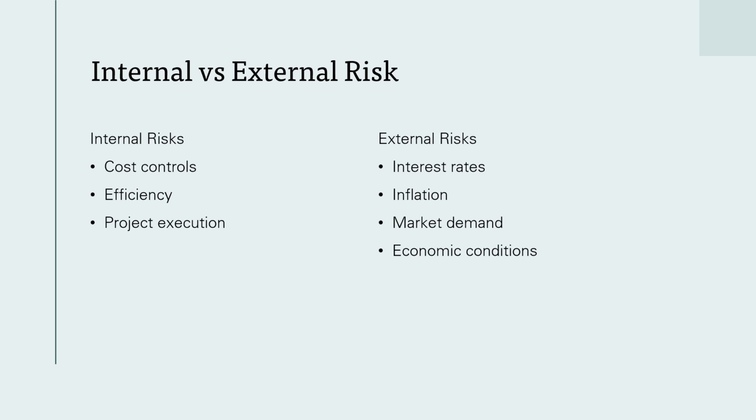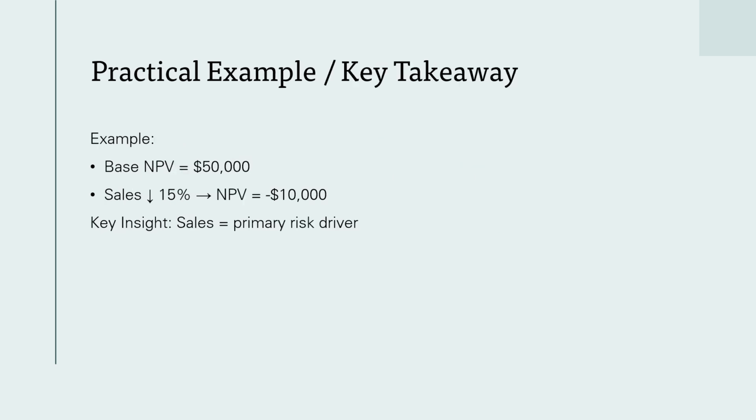make more resilient decisions. To illustrate how sensitivity analysis works in practice, consider a project with a base case net present value of $50,000. If sales decrease by 15% and the NPV drops to negative $10,000, this indicates that sales volume is a critical risk factor. This insight allows managers to focus their attention on improving sales forecasts, strengthening marketing strategies, or building contingency plans. The key takeaway is that sensitivity analysis helps identify where risk matters most, enabling better, more informed capital budgeting decisions.